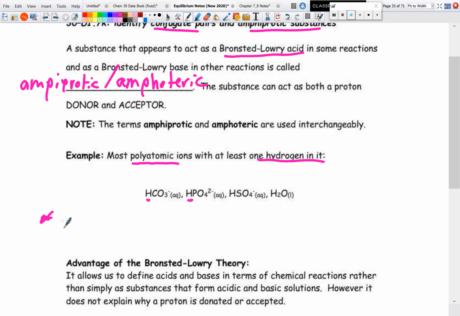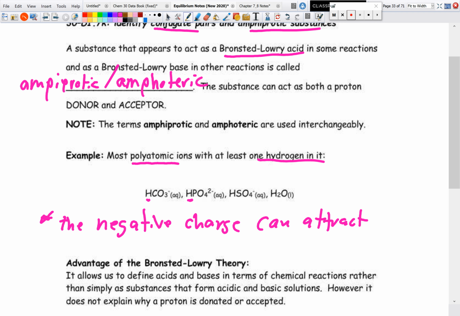So if you want to write that down, it's the negative charge, or the fact that it has so many oxygens which are very electronegative. So a negative charge can attract the H plus ion, and it can lose its hydrogen.